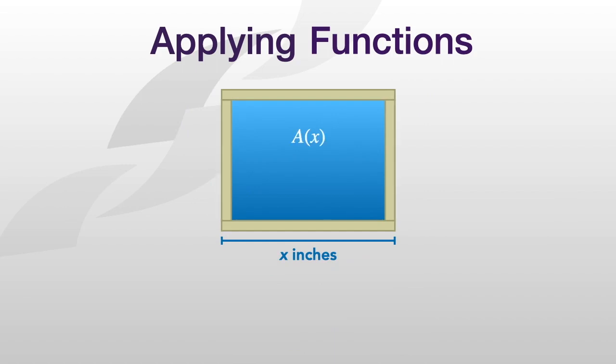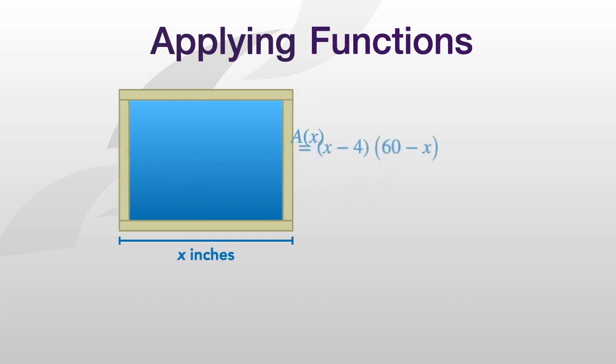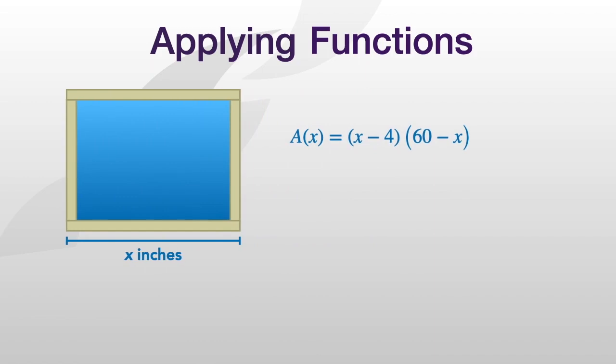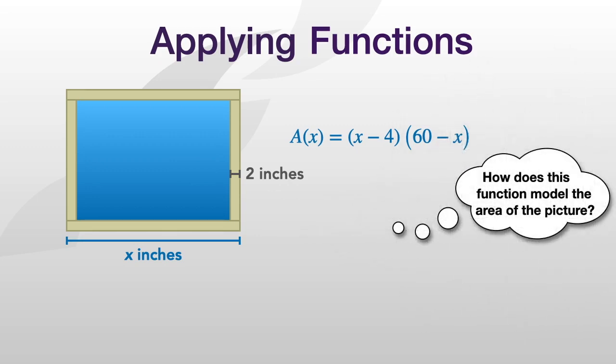Let's use A of x to be the function that describes the area of the picture that is framed. For this problem, A of x equals the product of x minus 4 and 60 minus x. Recall that the width of the board is 2 inches. Look at the equation of the function and make sense of why this equation models the area of the picture.